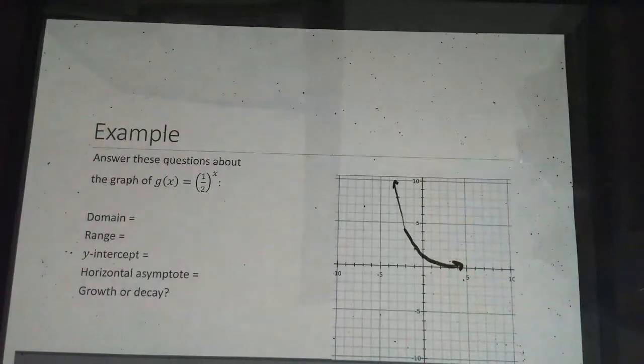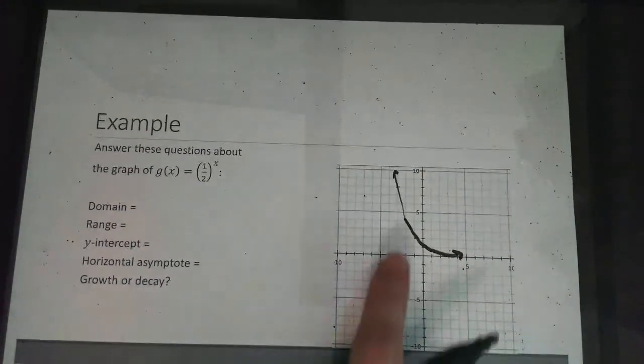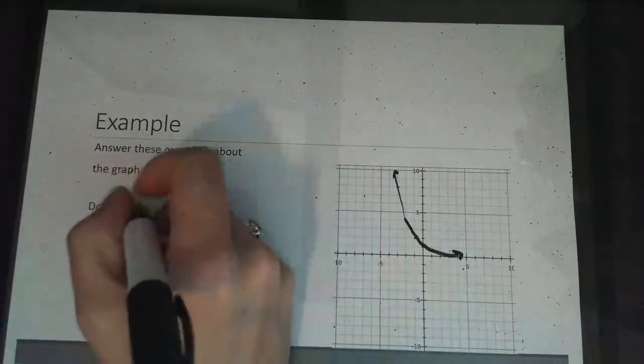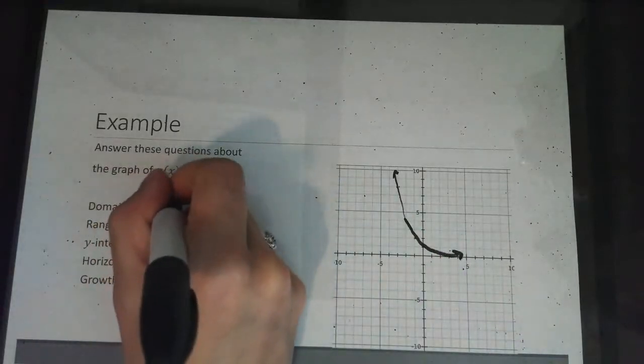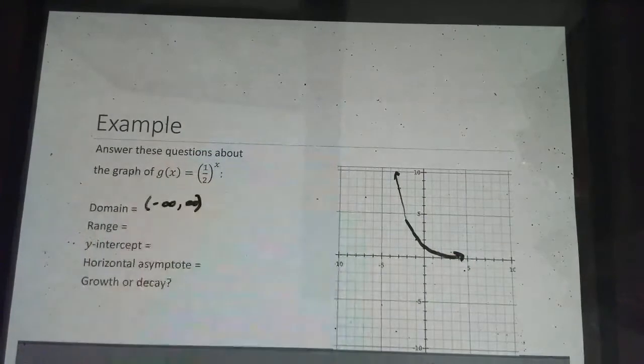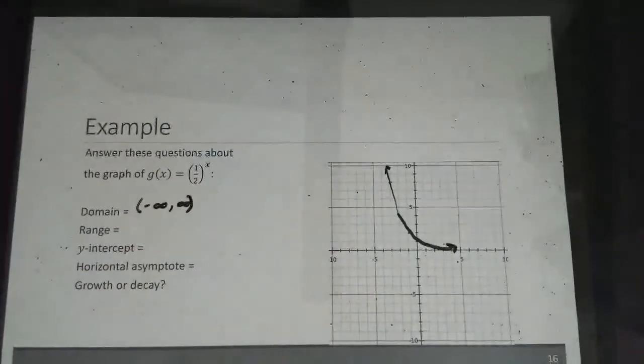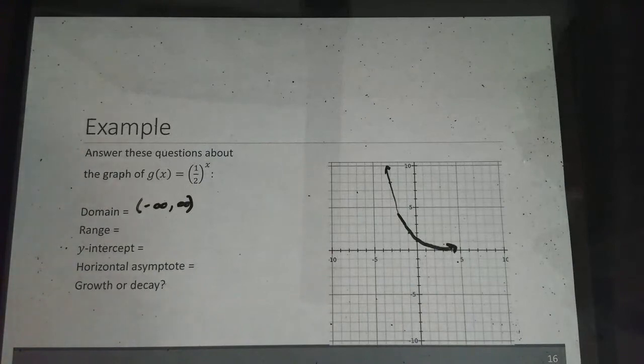So first up is the domain. The domain is the x values we're going to touch. Just like last time, we're going to go negative infinity to positive infinity. So in general, when we're dealing with exponential functions, our domain will be all real numbers, negative infinity to positive infinity. That is not the case for the range.